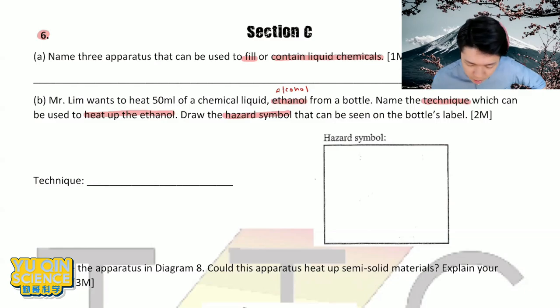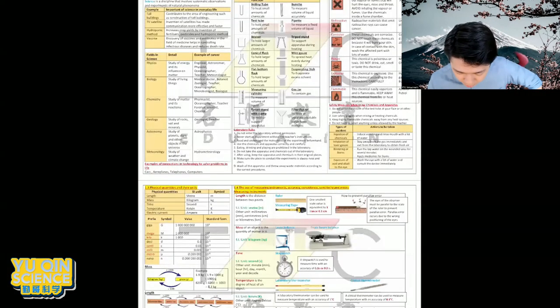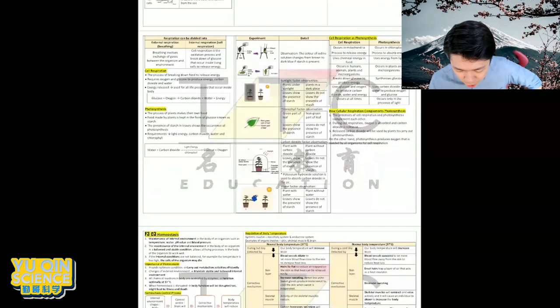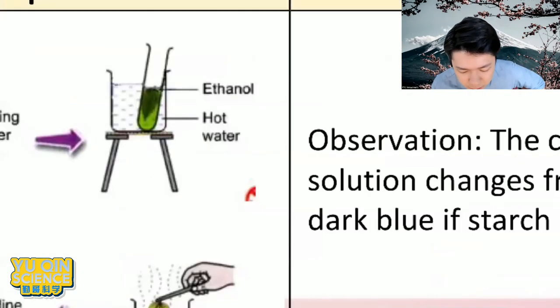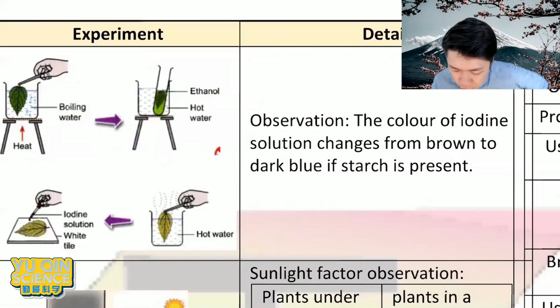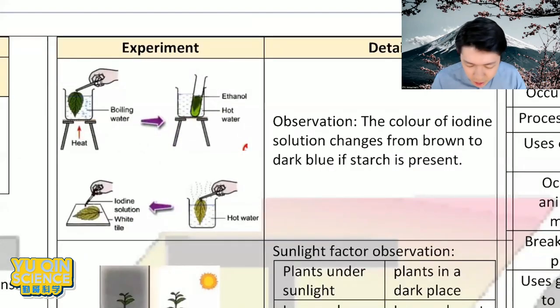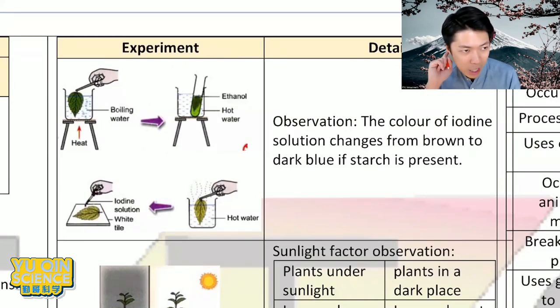I show you where. Ladies and gentlemen, are you ready? Remember there's this part where we put the ethanol in hot water like that? Remember that? Put in boiling tube, and then we put in, that's called water bath. Do you all recall the name? It's called water bath. Because ethanol is so flammable, we cannot heat directly the test tube or the boiling tube. It may catch fire.